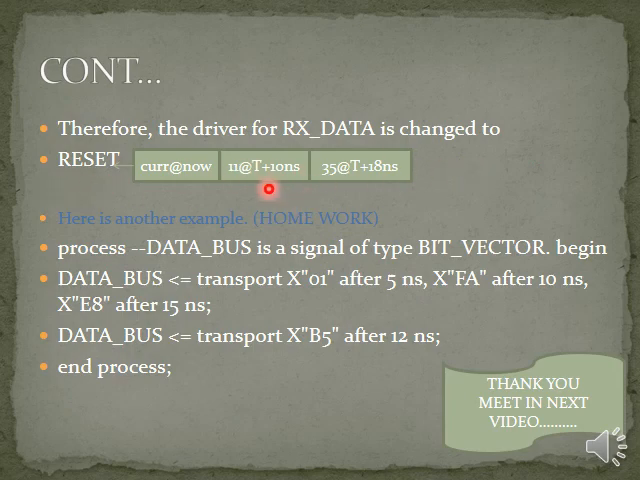What is the final change we are going to get here? At the driver, the current value at now remains as it is, that is 11 at t plus 10 nanoseconds. Before, what you had was at 22 nanoseconds. Now it is replaced by 35 at t plus 18 nanoseconds.